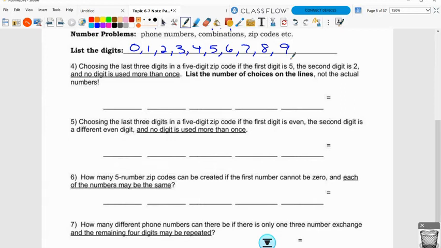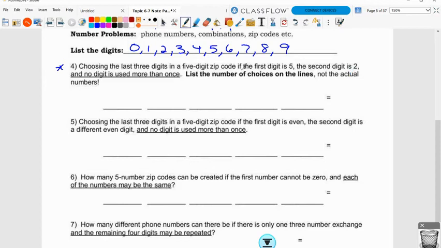In question number 4, it says we're going to be choosing the last 3 numbers in a 5-digit zip code. If the first digit is 5, the second digit is 2, and no digit is used more than once. What we're going to do on the lines, it's a 5-digit zip code, so I've got 5 different lines here. You're going to list the number of choices on the lines. You are not going to put the actual numbers there. Here's what I mean by that, okay?